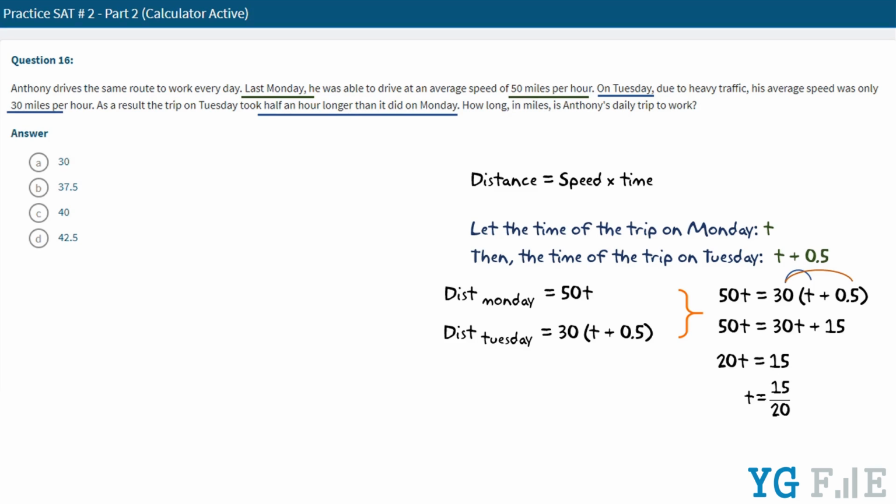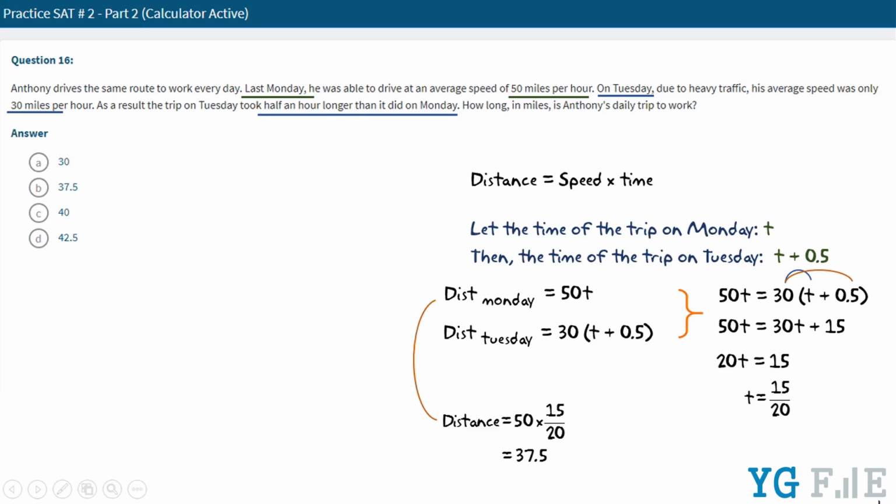To find the distance, we just need to substitute this value of t into one of the two equations. We can substitute into the first equation, which gives us the distance is 37.5. So the answer for this problem is B.